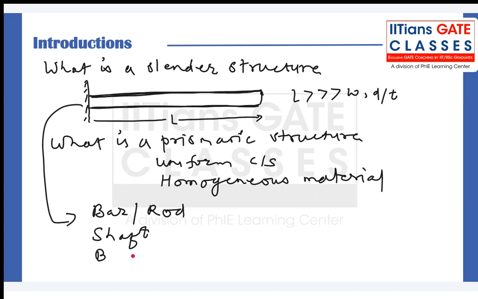Because in today's class we are going to discuss shear force bending moment diagram. And for what kind of structure do we draw shear force bending moment diagram, guys? Anyone? Mohit, can you tell? When is this slender structure known as a bar or rod or shaft or beam, in which case, or on what basis? The same structure behaves like a bar or rod, or like a shaft, or like a beam. On what basis? Anyone?